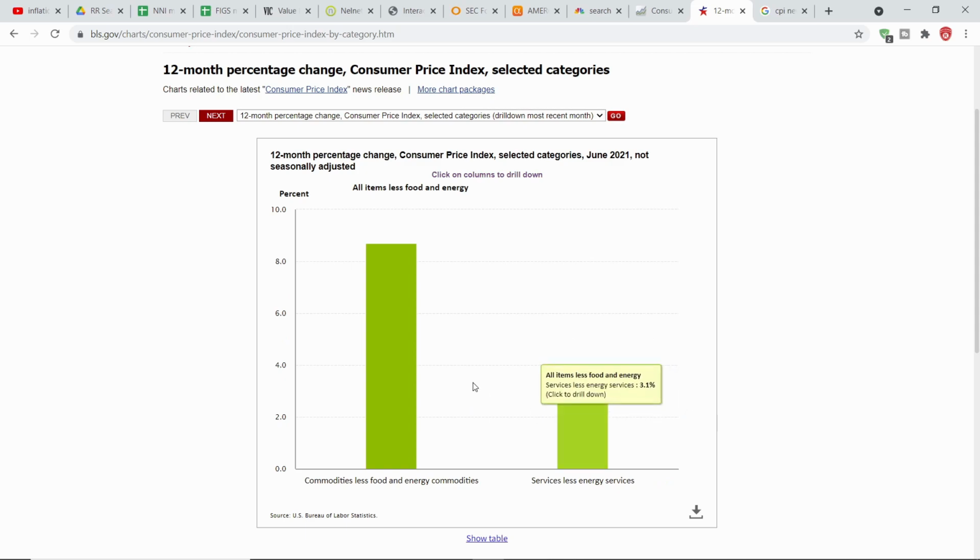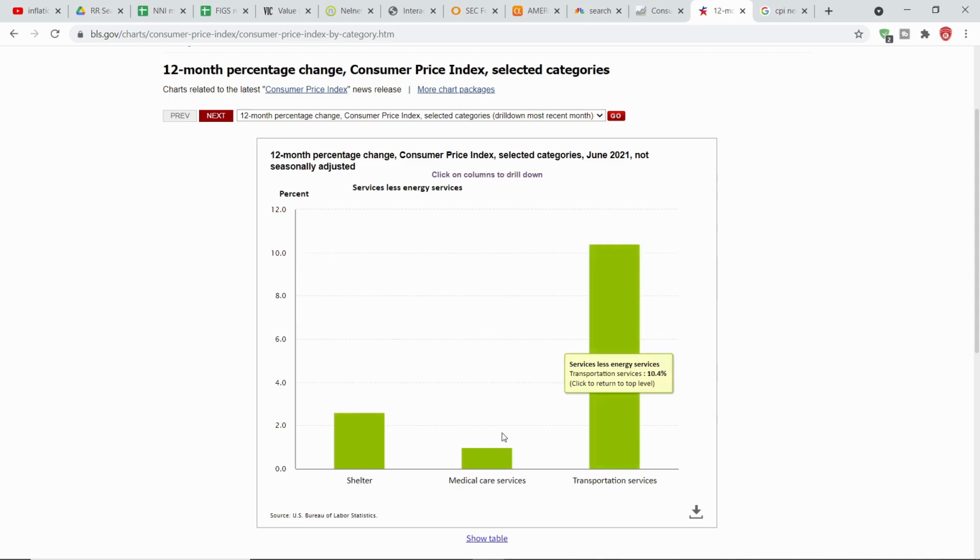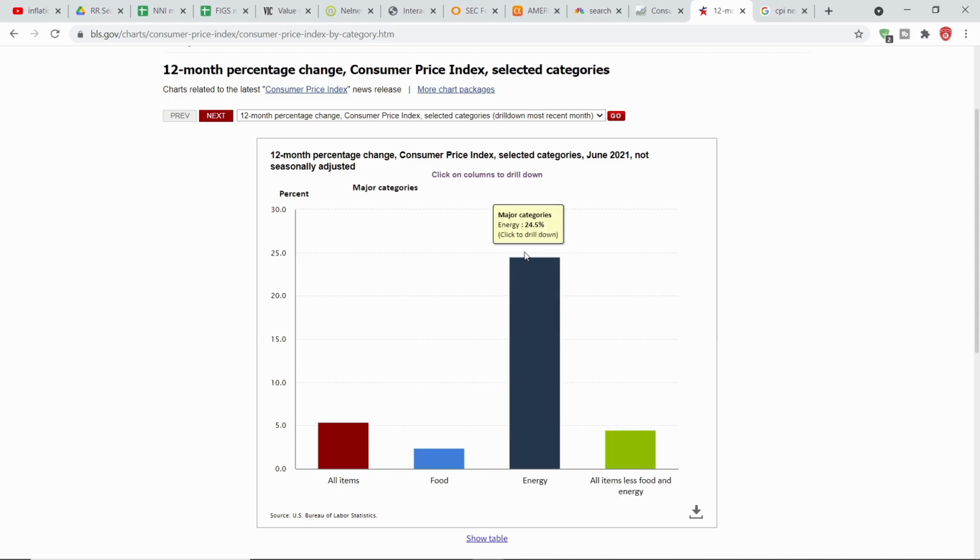So you might think, well, it seems like everything's going up. Like, what's the big deal? Just call it inflation. Wrong. Here's why. You have commodities, less food and energy. Services, less energy services. Let's click down here. Medical care. Okay, so that was up 1%, whereas the energy sector of CPI was up 24. Does it seem like a good idea to you to group those in the same thing and call it inflation?